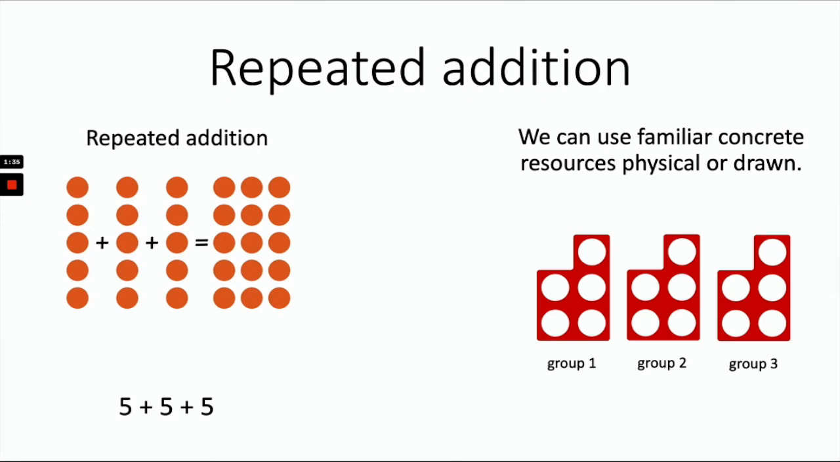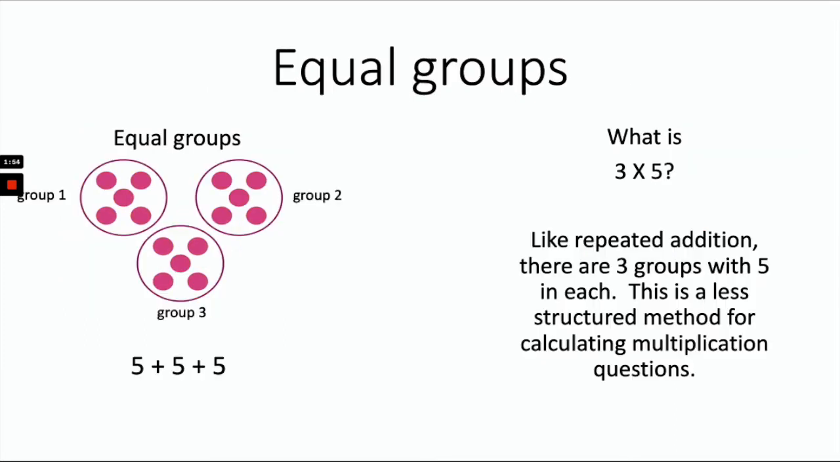And we can also represent this type of calculation using repeated addition for the children using familiar physical resources, such as Numicon. It doesn't necessarily have to be a physical resource. The children could draw the dots and count them for the repeated addition. So here we have equal groups. We've got 3 multiplied by 5 again.